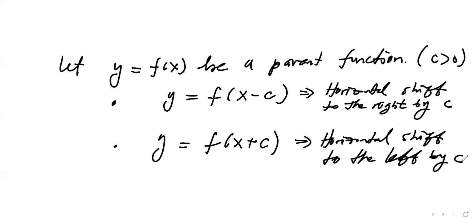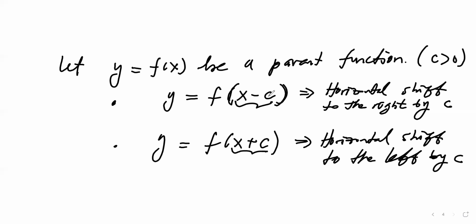by c units. So if you set this to 0, you get x equals negative c. If you set this to 0, you get x equals c. So if you get a positive number, then it means it's right. If you get a negative number after setting it to 0, it means it's to the left. So let me give you guys an example. You see the operation is done to the x values.